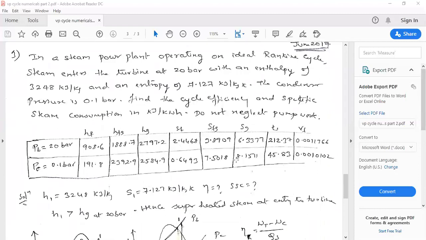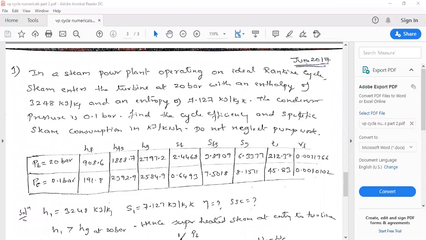Next, the next problem is problem number 3. This was asked in June 2017. Here, a steam power plant operating on an ideal Rankine cycle. So directly they have given that it is operating on an ideal Rankine cycle.